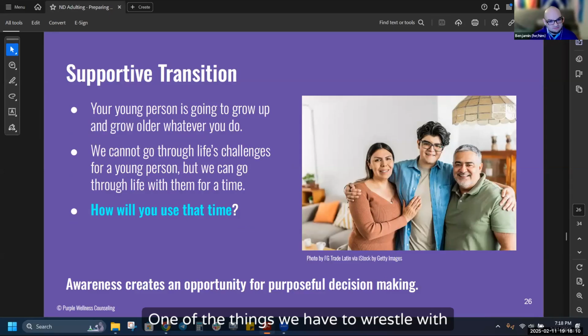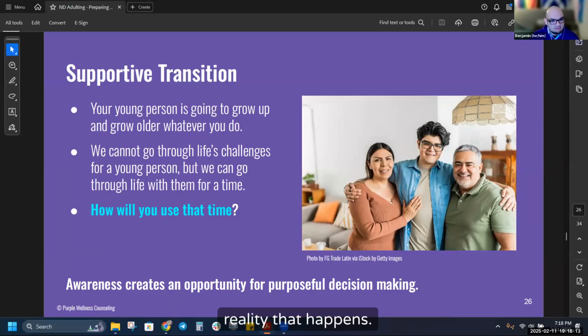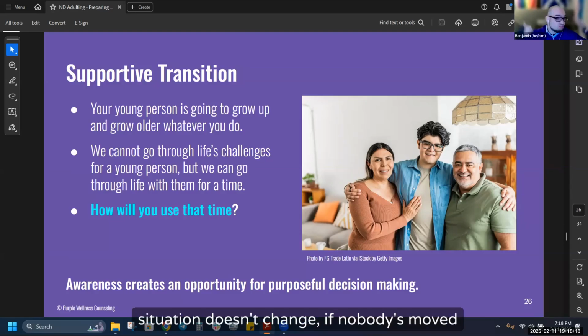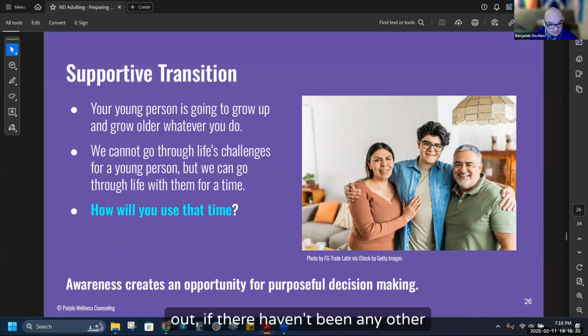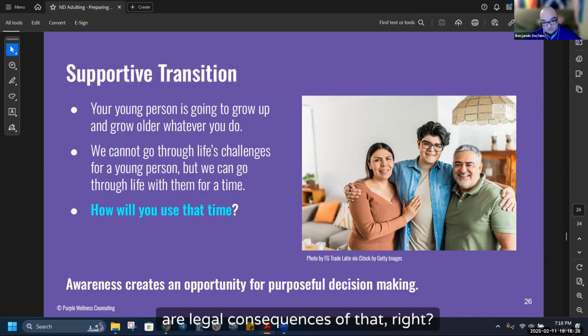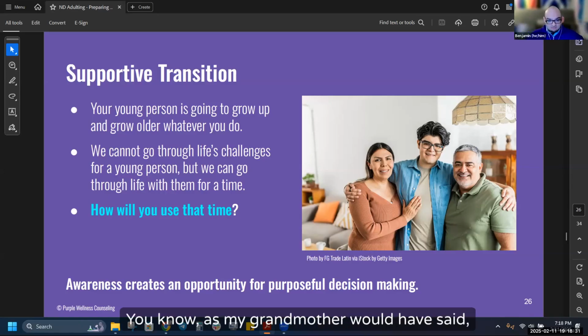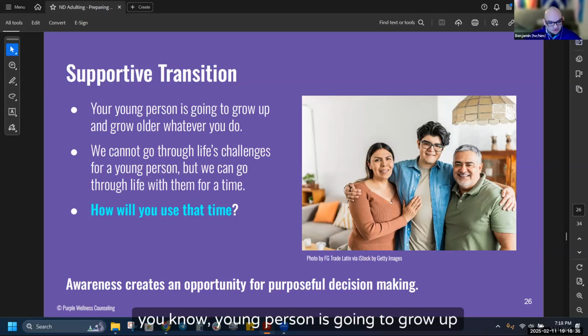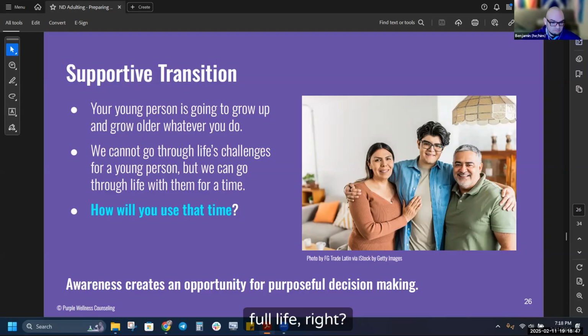One of the things we have to wrestle with here, I've talked a lot about this legal reality that happens. And I think that can be really hard for a lot of us, particularly if the living situation doesn't change, if nobody's moved out, if there haven't been any other substantive changes, then it doesn't really feel any different. And yet a legal reality has changed because your young person is getting older and there are legal consequences of that, right? As my grandmother would have said, with God's grace and a sharp stick, a young person is going to grow up and grow older, whatever we do, right? That's the goal. That's the hope, that someone is well and can take care of themselves and the people they care about to live a long and full life, right?